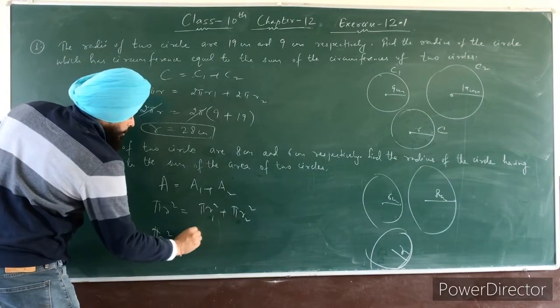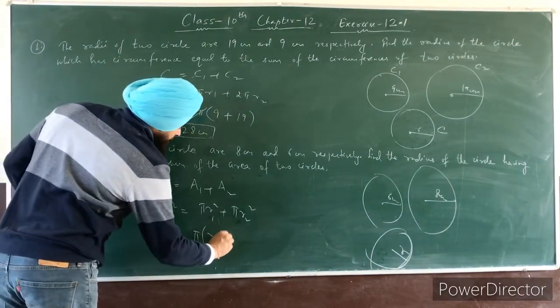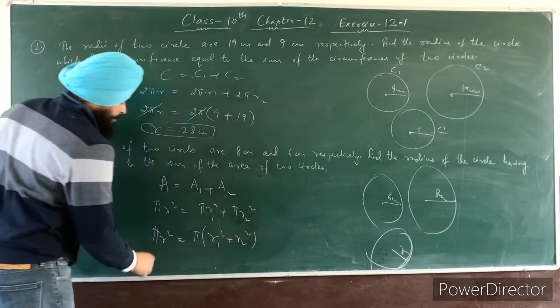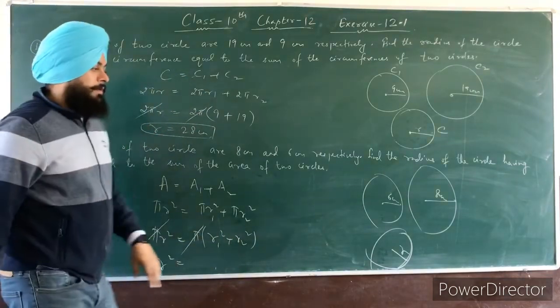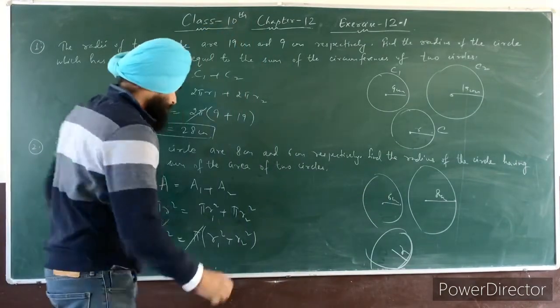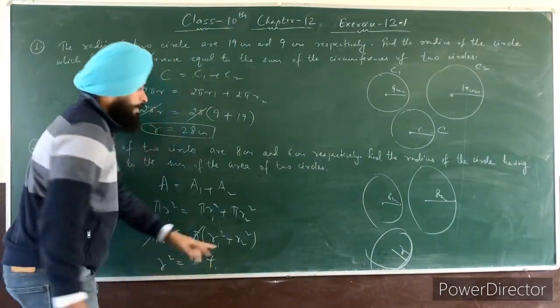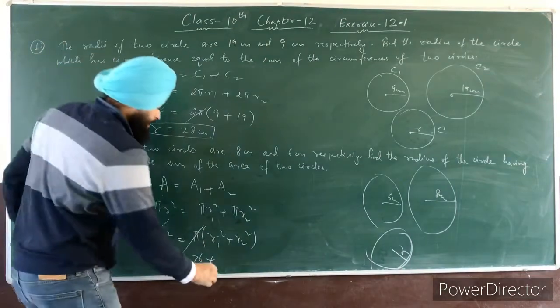Now you can take pi common. What is left here? R1 square plus R2 square. So now pi cancel. R square is equal to R1 square plus R2 square. R1 is 6. So 6 square is 36. R2 is how much? 8. 8 square is 64.